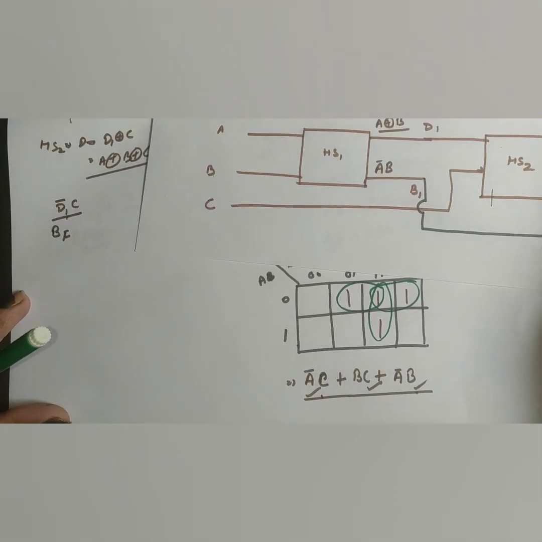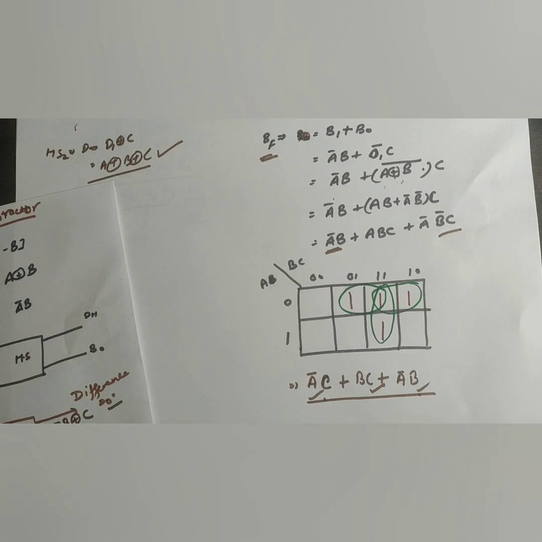You can check. Okay. Now we can make a full subtractor using two half subtractors.